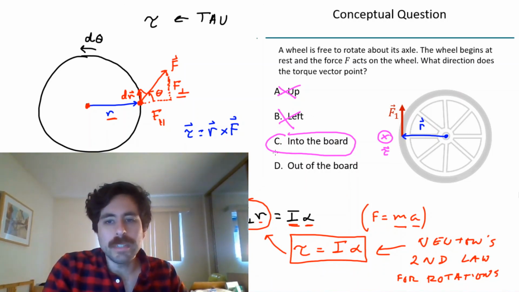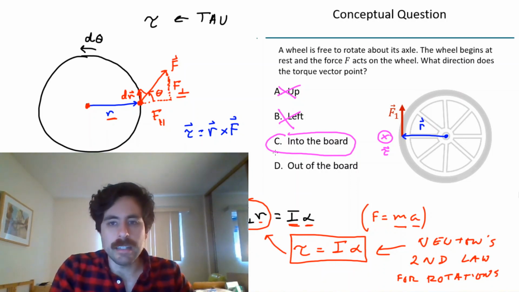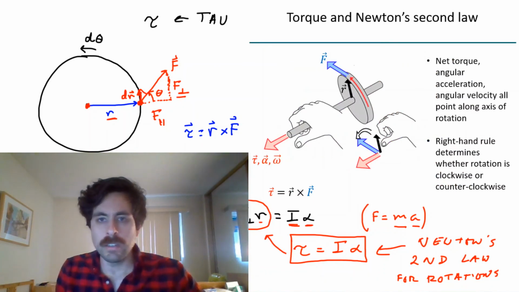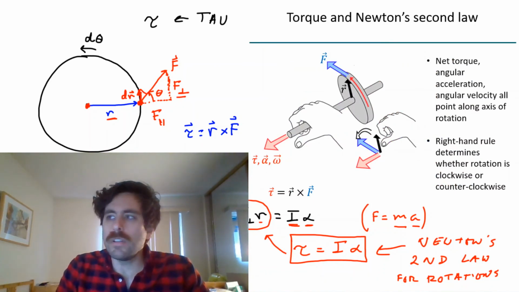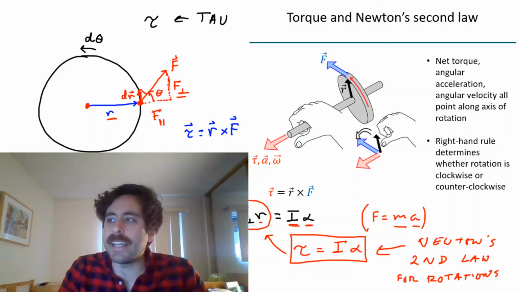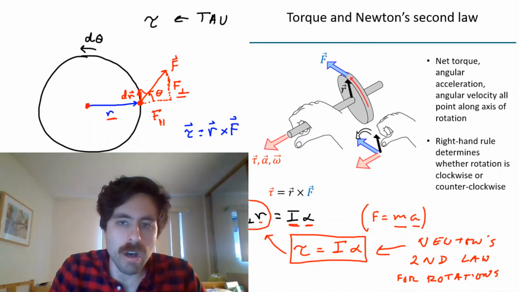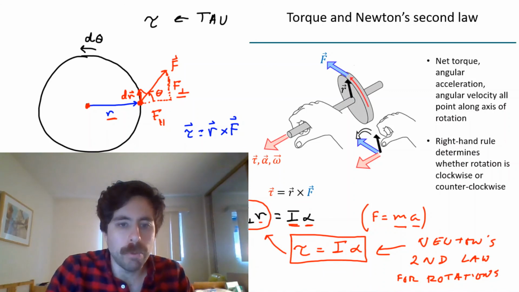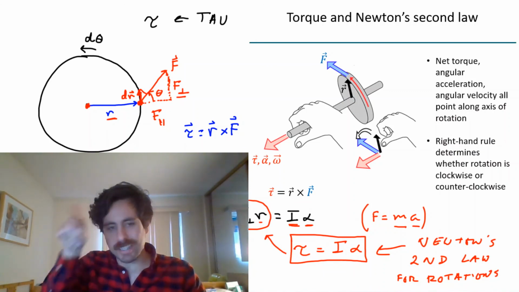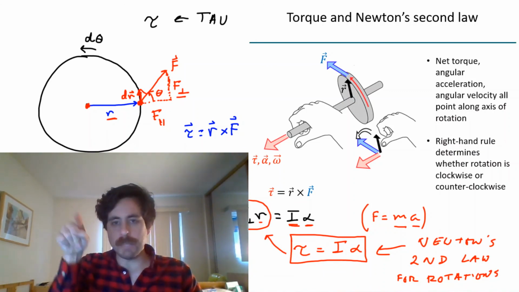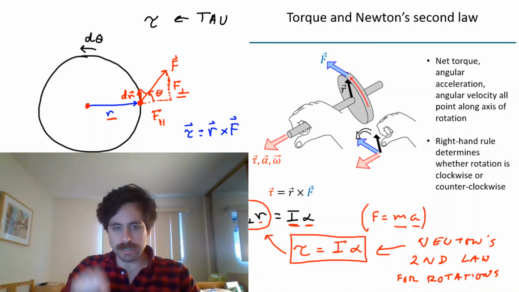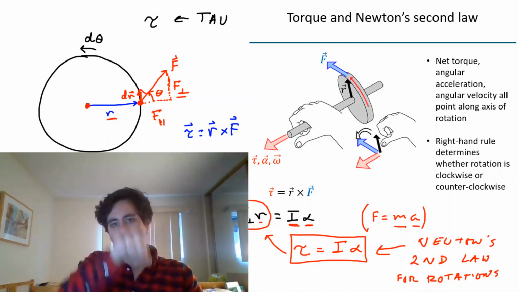Now this is weird. What does it mean that the torque points into the board? Well, I'll show you in just a second. So vector quantities like net torque, angular acceleration, and angular velocity all point along the axis of rotation. They don't point in the direction that some point on a rotating object moves in. They point along the axis of rotation. That is, they point along the direction this thing rotates around.